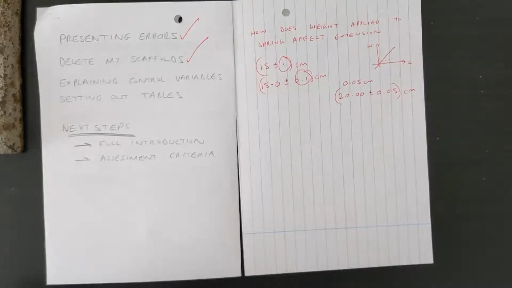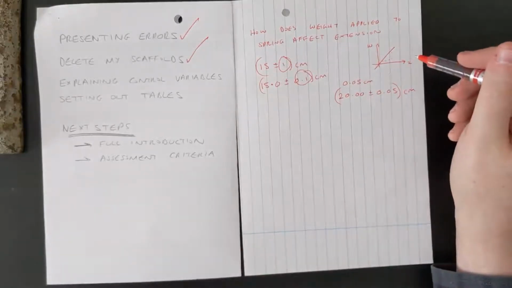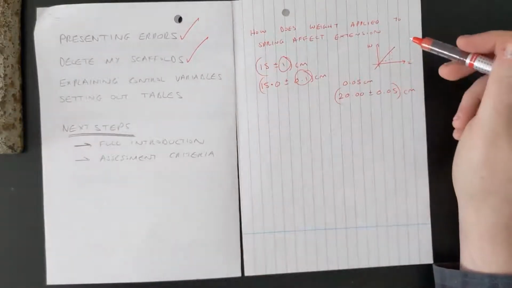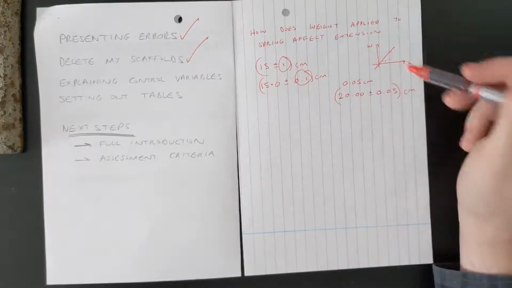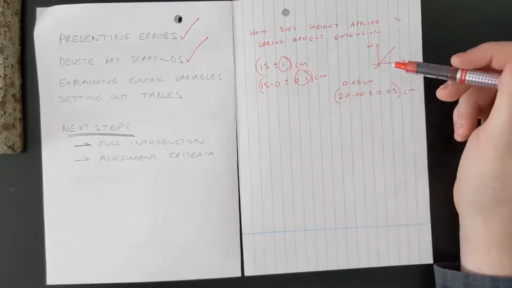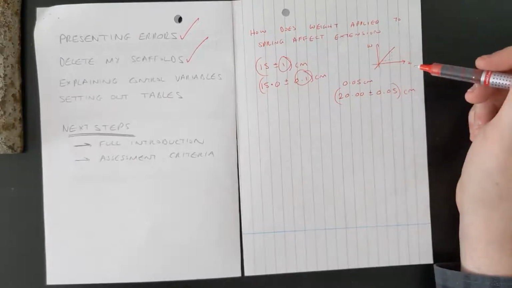Each control variable should have its own individual paragraph, and it should have what the control variable is, why changing it has an impact, and that needs to be specific and explained using physics, and then what you do to control it. So in this experiment, for example, one control variable would be the temperature of the spring. This is because changing the temperature of the spring changes the spring constant.